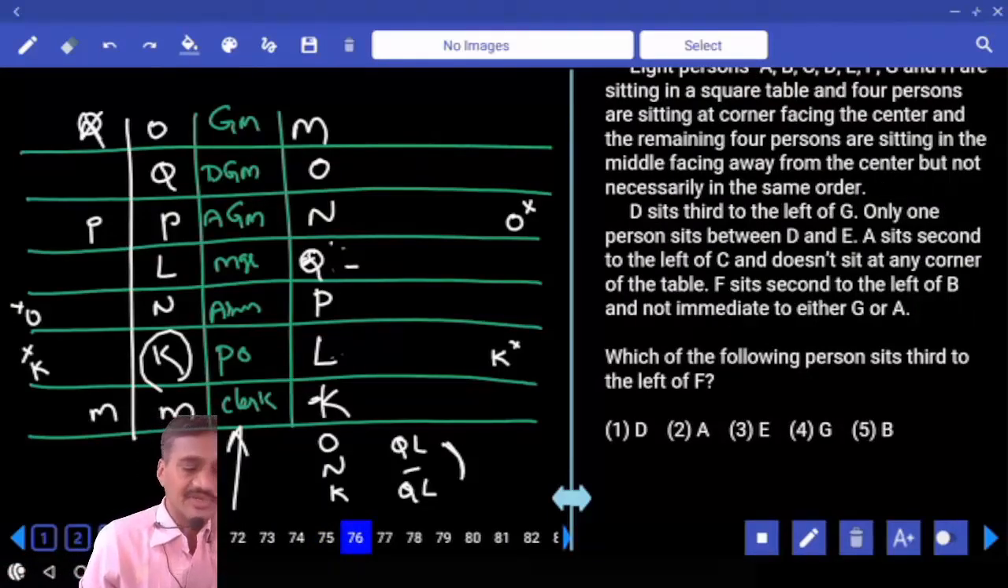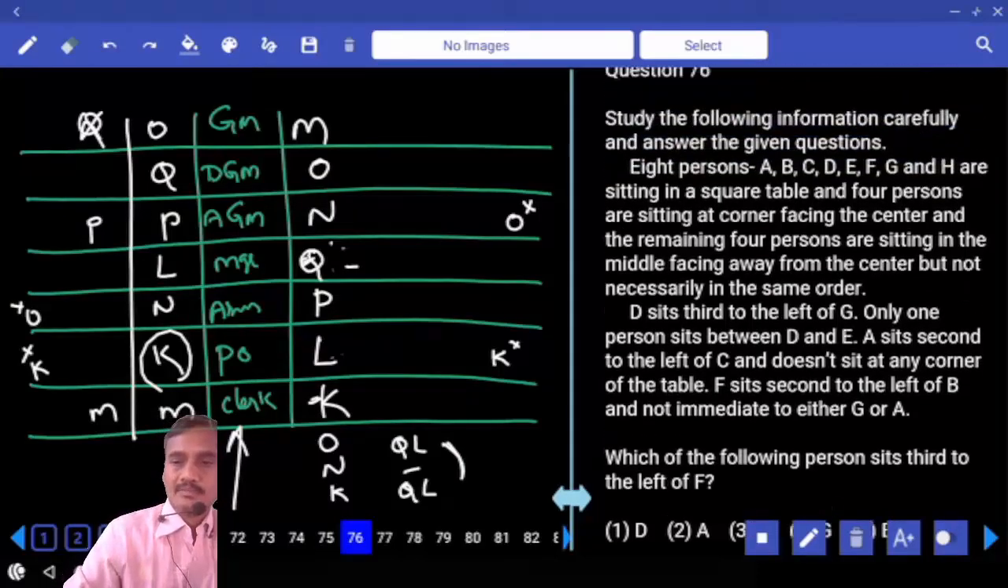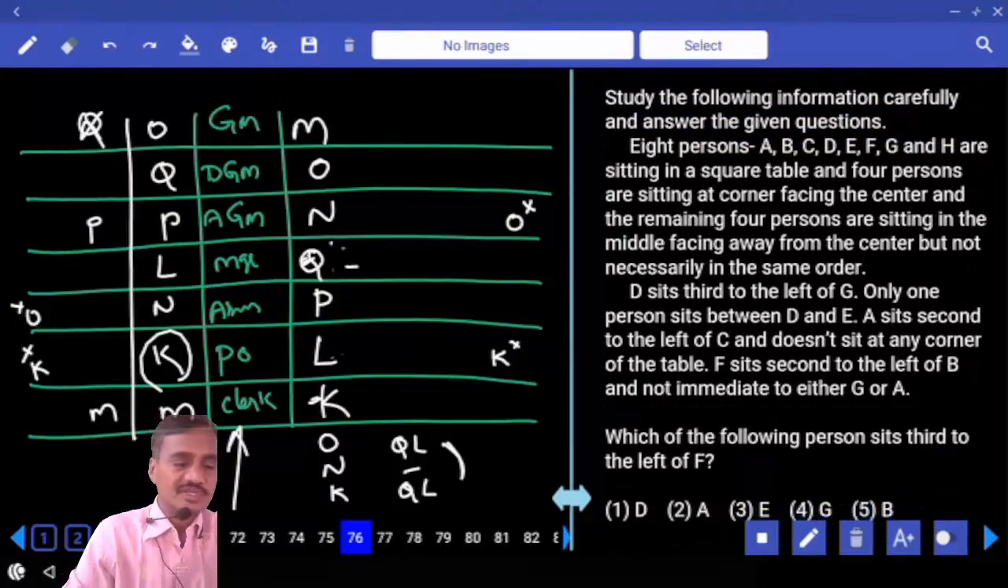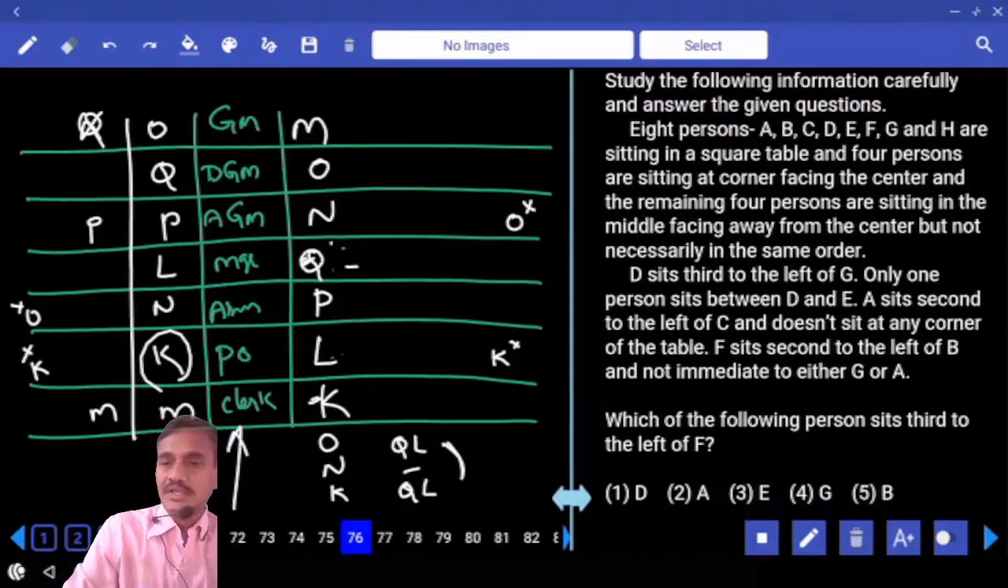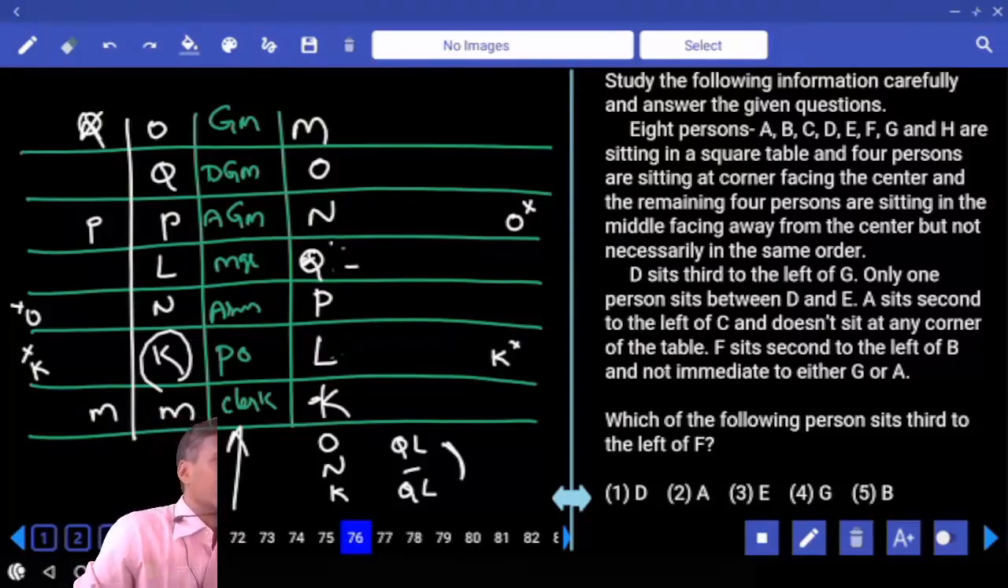Then coming to 76 to 80. Eight persons were seated around a square table, and 4 are sitting at the corner, 4 are facing the center. Now tell me whether it falls under priority 1 or priority 2. Priority 1 itself. And square table in fact is priority, and it is much more preferred when compared with the circular arrangement.